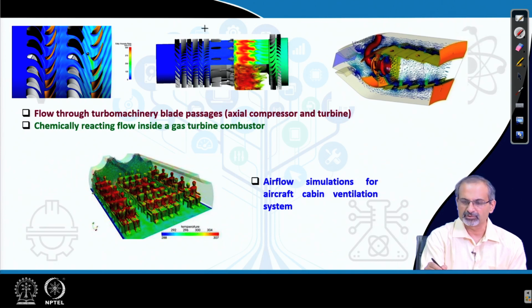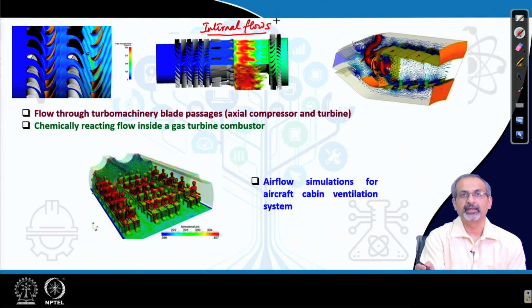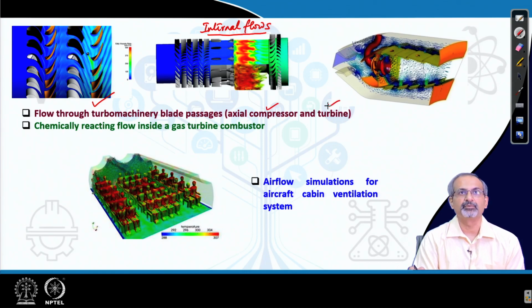And in internal flows, the flow would move through certain passages, certain enclosures, etcetera. So, here you see flow through turbomachinery blade passages like axial compressors and turbines, which are deployed in aircrafts.